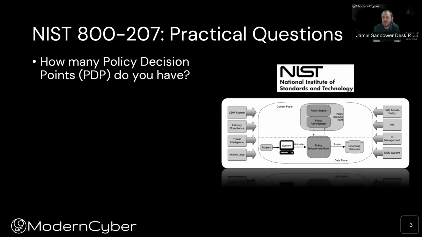Now, one of the challenges I've seen practically with organizations trying to implement NIST standard is, well, how many policy decision points do you have as an organization? If you think about the traditional enterprise security stack, you're going to have firewalls. You're going to have an identity system. You're going to have a network that has segmentation and authentication associated with it. You might have virtualization in a private data center, and you have controls in a public data center.